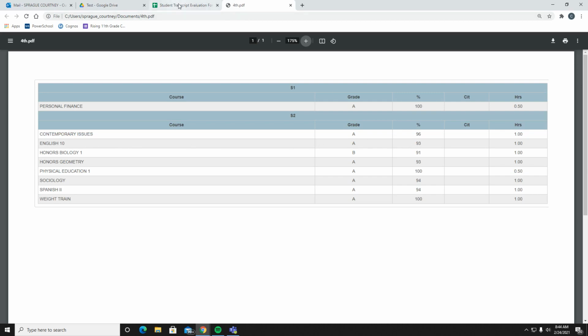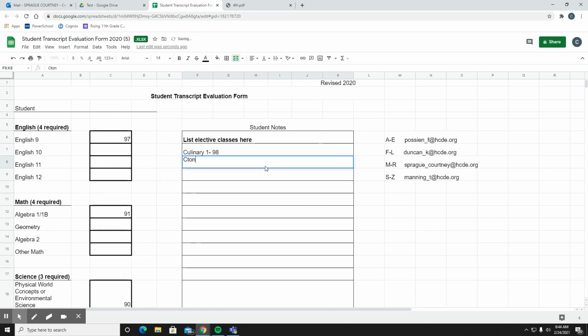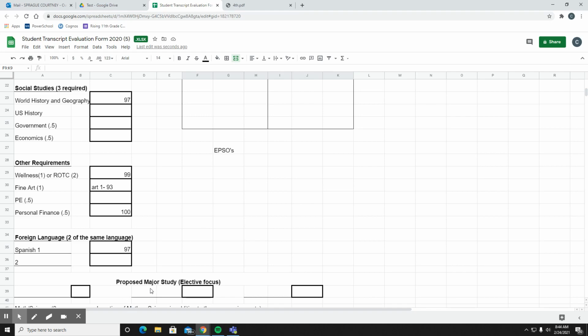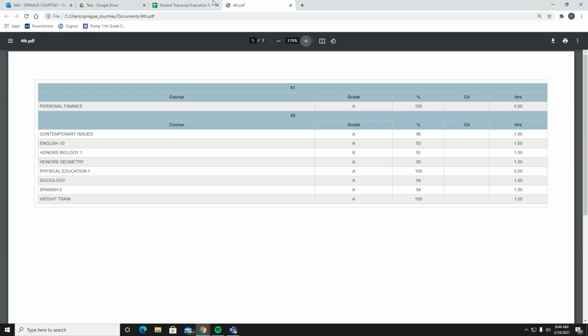For contemporary issues, we got a 96. So contemporary issues was another elective. So we're going to say contemporary issues. I think that was a 96. So you'll notice now we have 2 electives. When you look at the course request form, when we select courses, you'll see that these 2 don't fit together for the major study or elective focus, but that's okay. But that would mean the student would need either 2 more culinary or 2 more humanities to go with contemporary issues. We have English 10, 93.